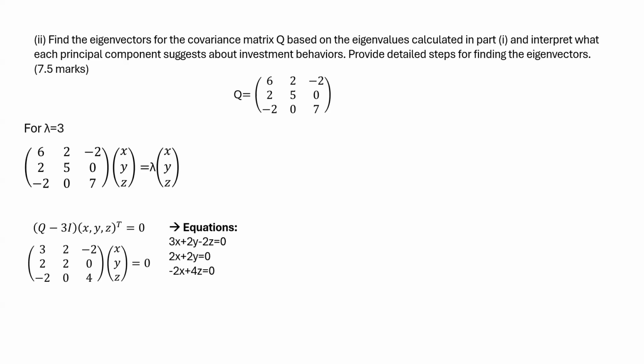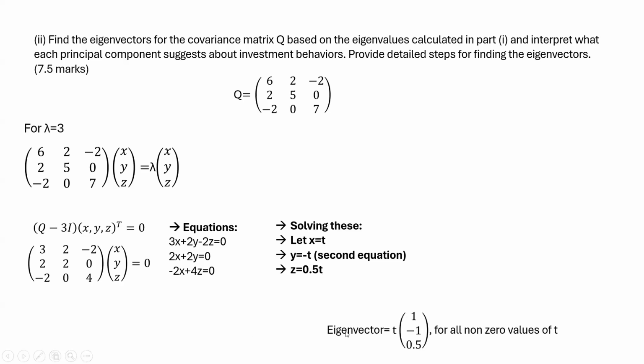To solve them, we are going to let x equal t. If you let x equal t and substitute that into the second equation, you end up with y equals minus t. If I do the same in the third equation, with x equal to t, and solve it, I end up with z equals 0.5t. So that means my eigenvector is 1, minus 1, 0.5, and you put the t outside, so t is multiplying everything. So 1, minus 1, 0.5, that's the eigenvector there.